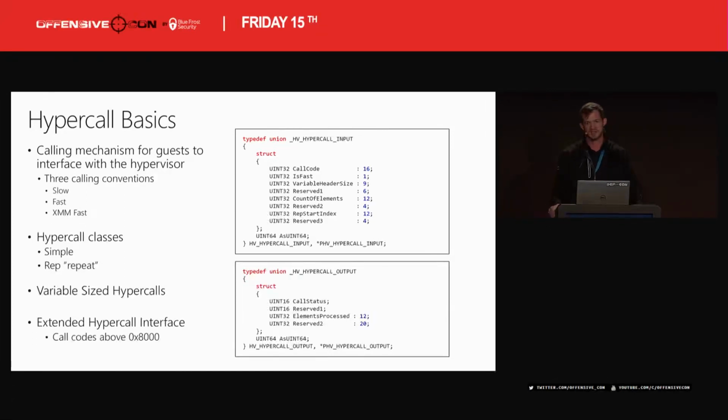Additionally, for both classes, most of the time they're going to have fixed size input, but a few hypercalls do support dynamic input. This is what we call variable sized hypercalls. You just need to specify what that variable size is, and it's going to be sized to a multiple of 8 within the input value.